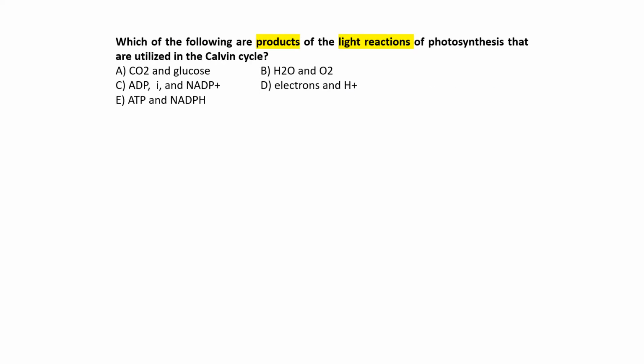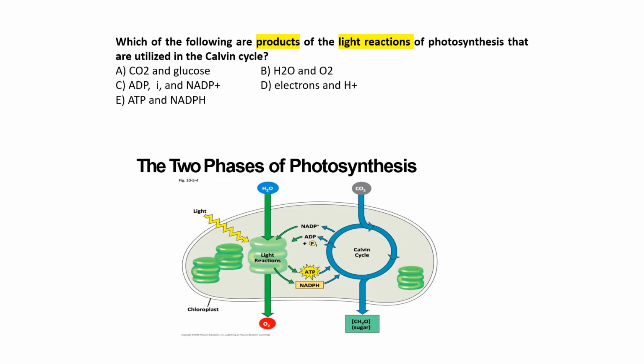Okay, this one is very easy. I think you already solved a variation of this question, or this question. Which of the following products of the light reaction of photosynthesis are utilized in the Calvin cycle? And again, this question is very useful for your lab report. As we see here, it will be the ATP and NADPH, so this will be the answer.